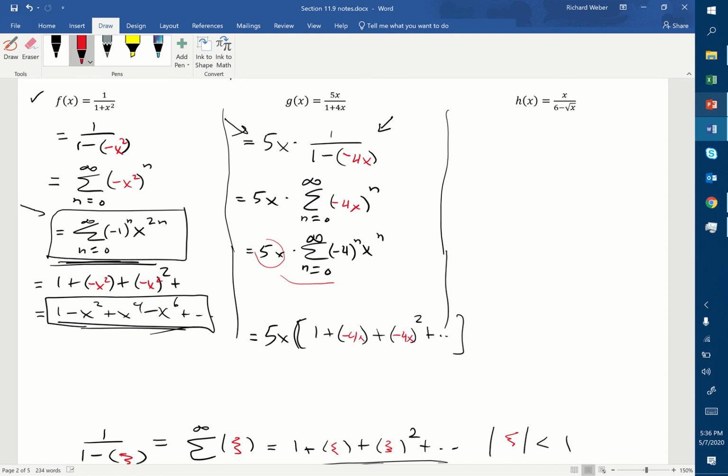Now what would we do next? Well, typically we would distribute, wouldn't we? If we wanted to clean this up, and we do. And so it's going to be 5x. And then it's going to be like minus what? 5x minus 20x squared. Do you see that? Plus, that's 16 times, oh boy, that's going to be 80, I guess, x to the third. And then minus, yeah, you can see the terms, they are what they are.